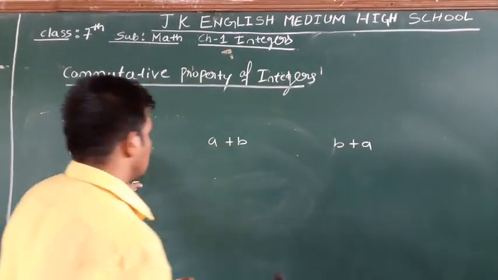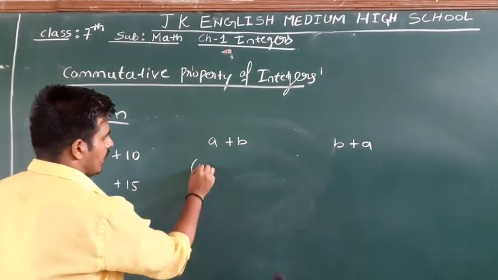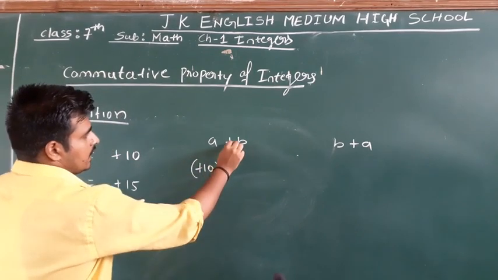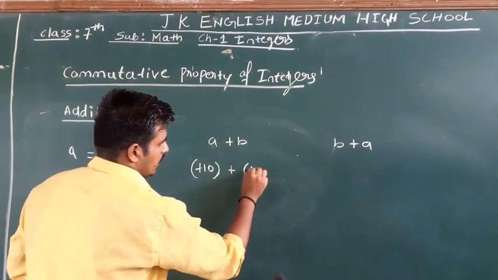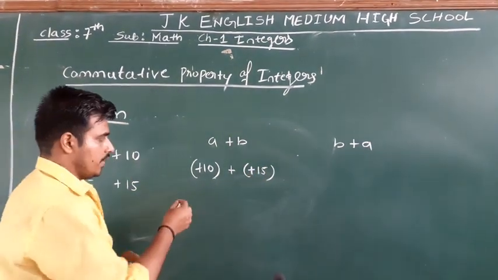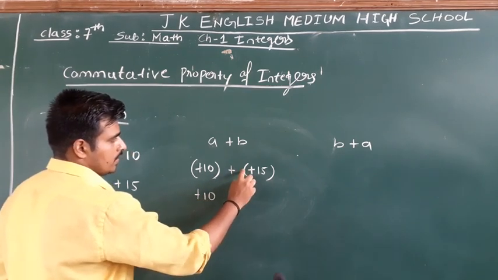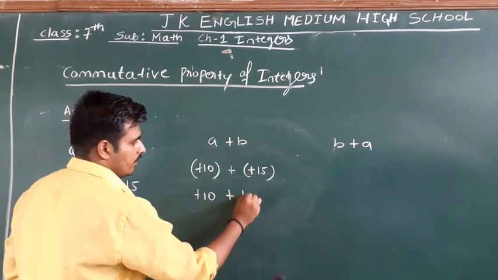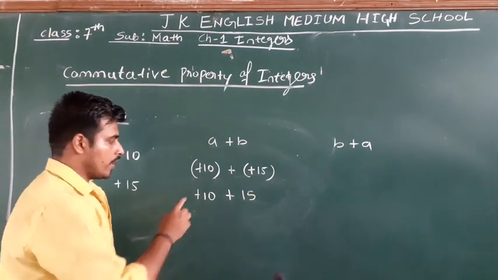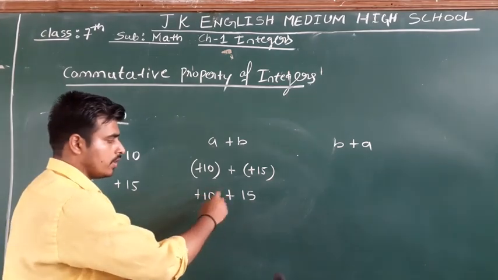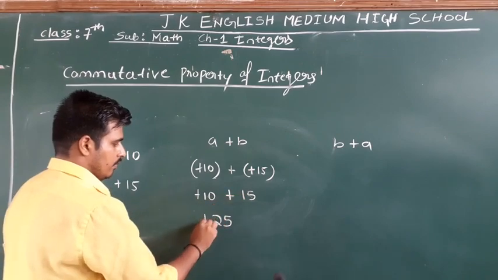First we will try with two positive numbers. Put A equal to plus 10. In place of A, plus 10. This plus as it is. In place of B, plus 15. Solve it. Plus into plus, plus 10 outside. Plus into plus, plus 15 outside. Both are positive, so we are going to add both numbers. 10 plus 15 is 25. Greater number sign, plus 25.